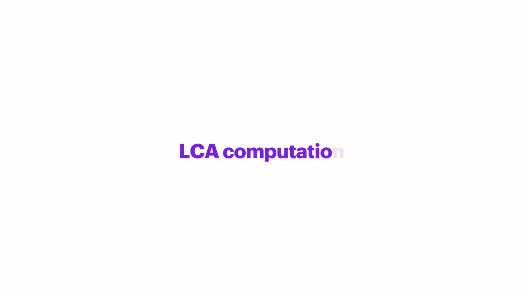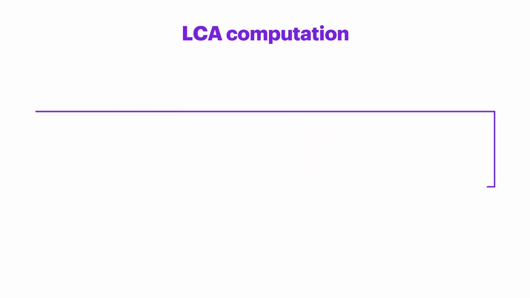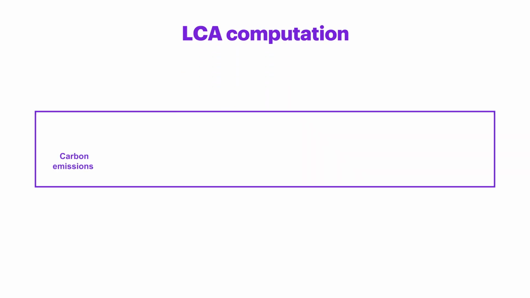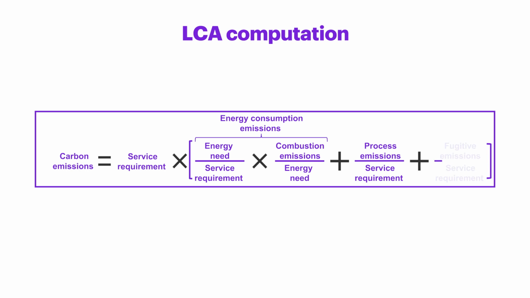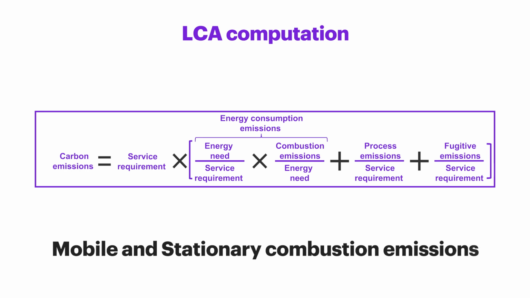LCA computation is complex and dependent on several parameters. LCA calculates carbon emissions produced at each phase of the product life cycle, and, for each of these phases, corresponds a specific service requirement. Energy consumption emissions represent the quantities of energy required and their combustion emissions from different sources that can be used to provide a given service. LCA computation also includes any other process emissions required for production, and finally, all other eventual emissions intentionally or unintentionally leaked. The process and fugitive emissions are uncommon compared with the energy emissions. They are also called mobile and stationary combustion emissions.